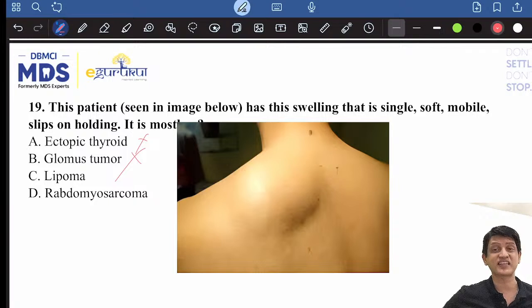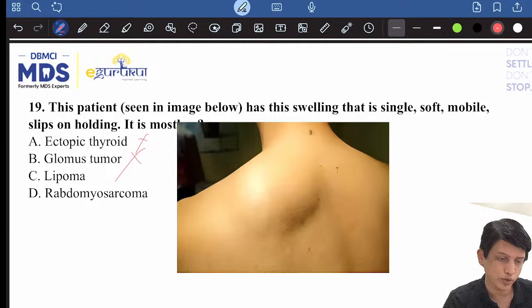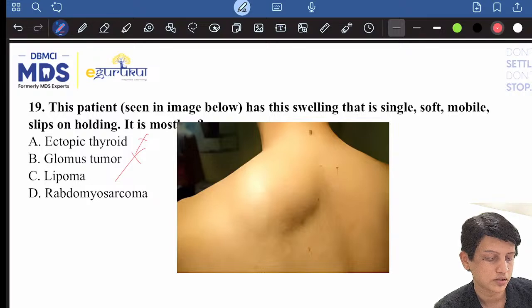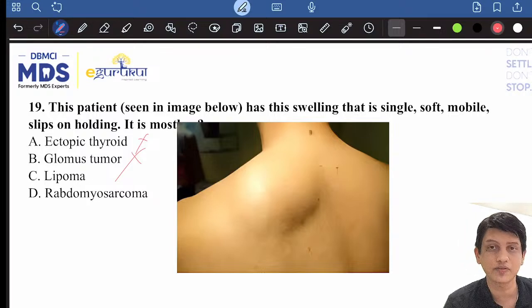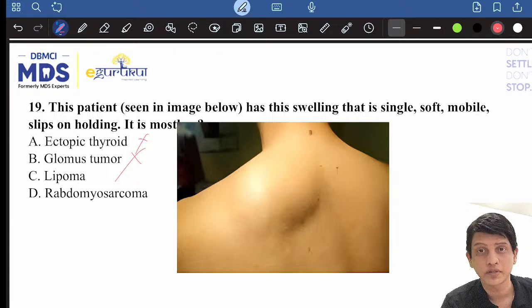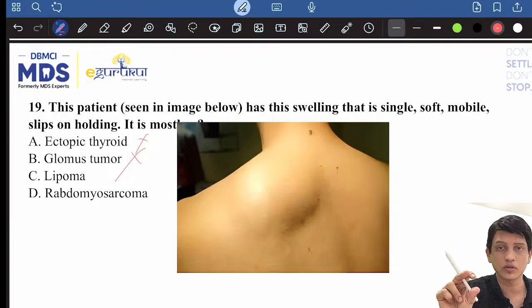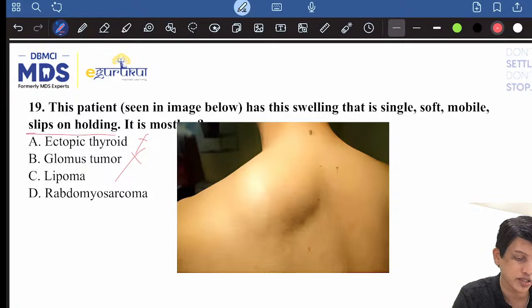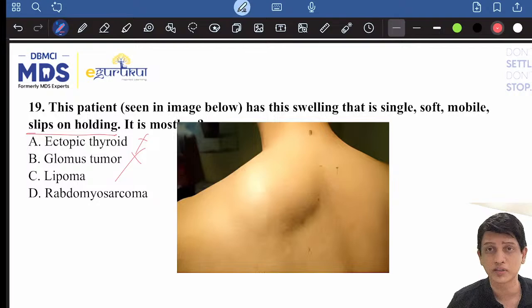Rhabdomyosarcoma. Rhabdo means from the skeletal muscles, myo, and sarcoma means a soft tissue tumor. So can it be rhabdomyosarcoma or lipoma? You know, the cardinal feature of lipoma is the slip sign. It slips on holding. So that has been mentioned here, so it can be nothing other than lipoma. Rhabdomyosarcoma can present like this, but they will be very hard, not soft. They won't slip, because they are fixed to the underlying structures, so it won't slip when you hold it. Okay, so hope it's clear.